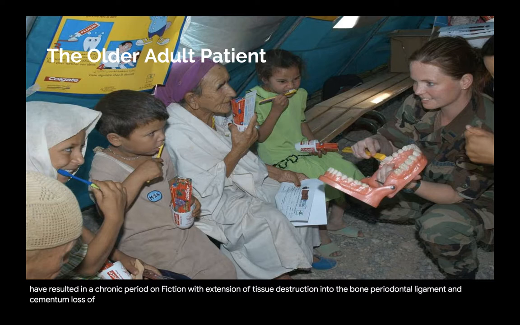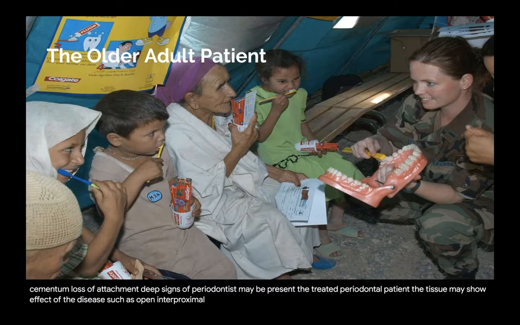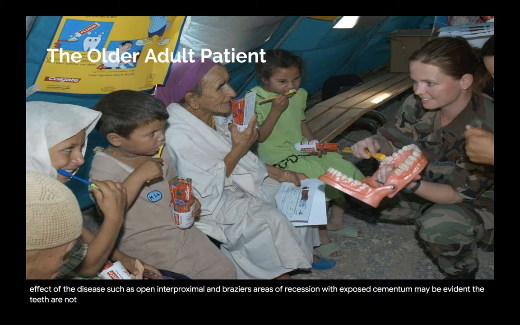Loss of attachment. Deep periodontal pockets, tooth mobility, and radiographic signs of periodontitis may be present. The treated periodontal patient. The tissue may show effect of the disease, such as open interproximal embrasures. Areas of recession with exposed cementum may be evident. The teeth are not mobile, especially when occlusal analysis and adjustments has been featured.